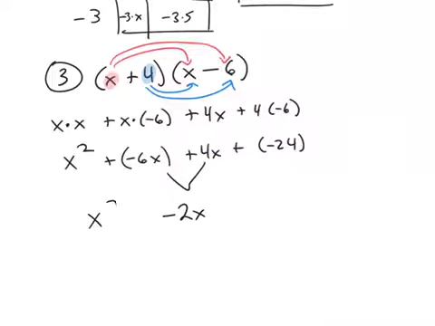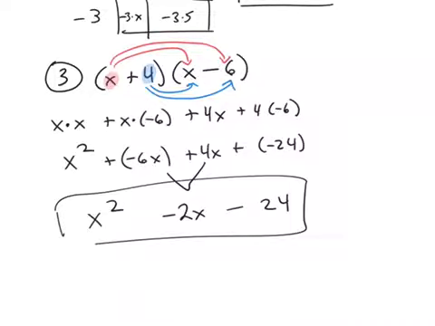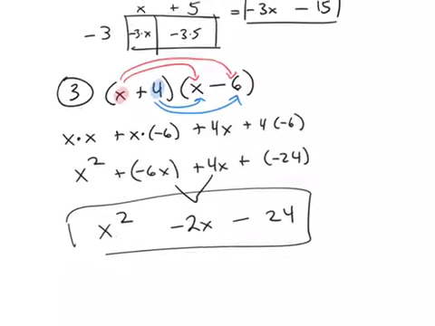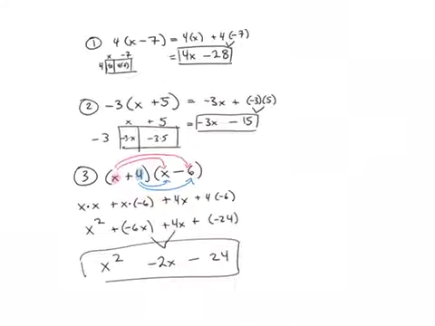So I'll have x squared at the front, minus 2x, and then this plus a negative 24, I'm going to simplify into minus 24. Okay? So that's x plus 4 times x minus 6 became x squared minus 2x minus 24. And these are the three examples. On to your practice assignments.